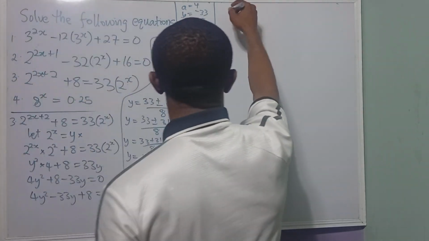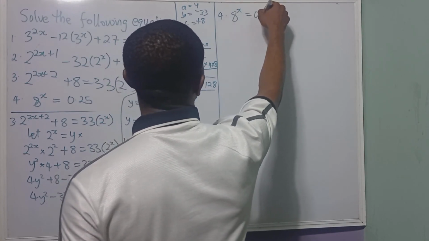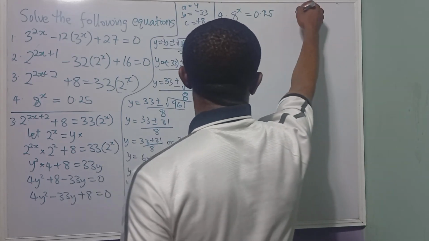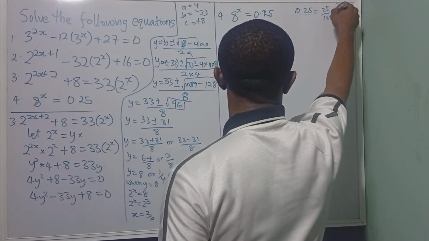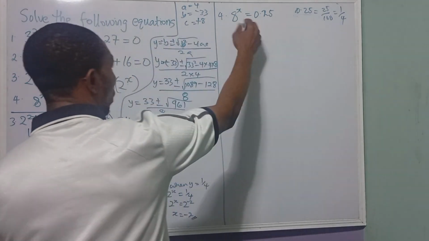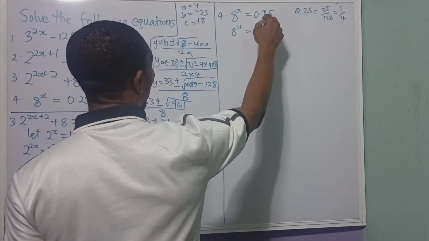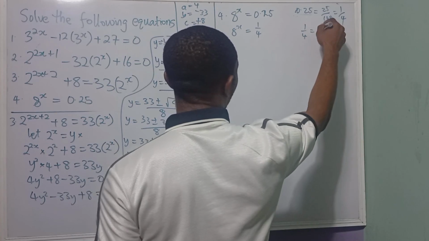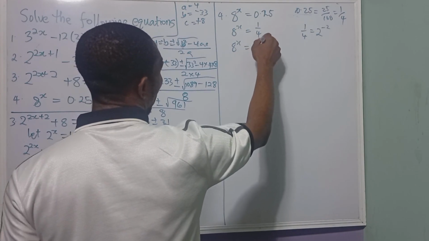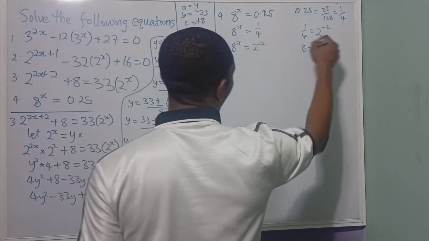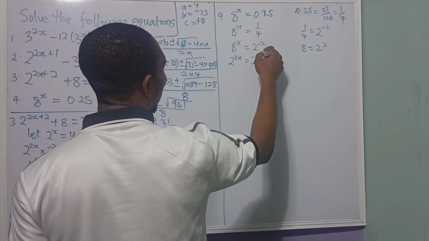And to the fourth question, where we have 8 raised to the power x equals 0.25. If we convert 0.25 to a fraction, it gives us 25 over 100, and when broken down, 1 over 4. So here we can replace this to be 8 raised to x equals 1 over 4, and we know 1 over 4 is the same as 2 raised to minus 2. So this becomes 8 raised to x equals 2 raised to minus 2, and 8 is 2 raised to 3. So this becomes 2 raised to 3 times x equals 2 raised to minus 2.